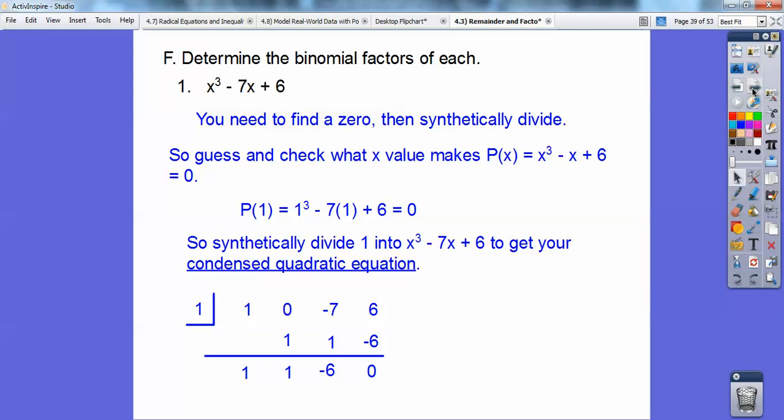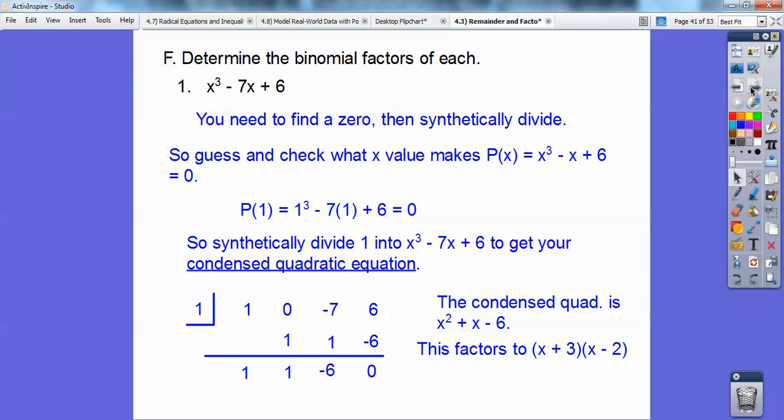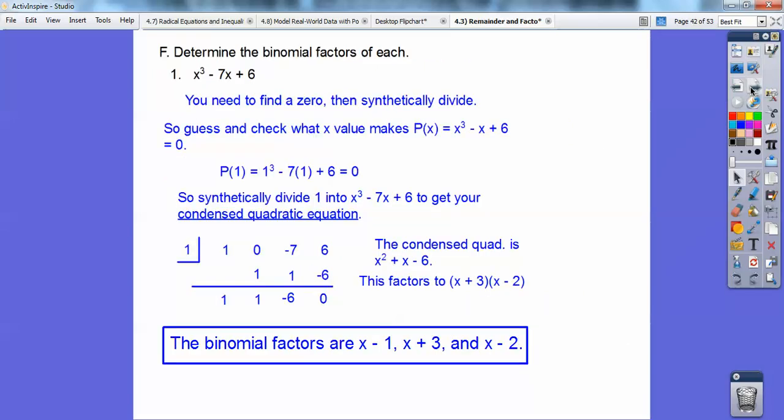Don't forget your 0. Okay, here's my condensed equation. So it was x cubed it started with, so this is going to be x squared plus x minus 6. So the condensed quadratic is that. So that factors to x plus 3, x minus 2. So the three factors are x minus 1, because 1 was a factor, x plus 3, and x minus 2. Those are my three factors.